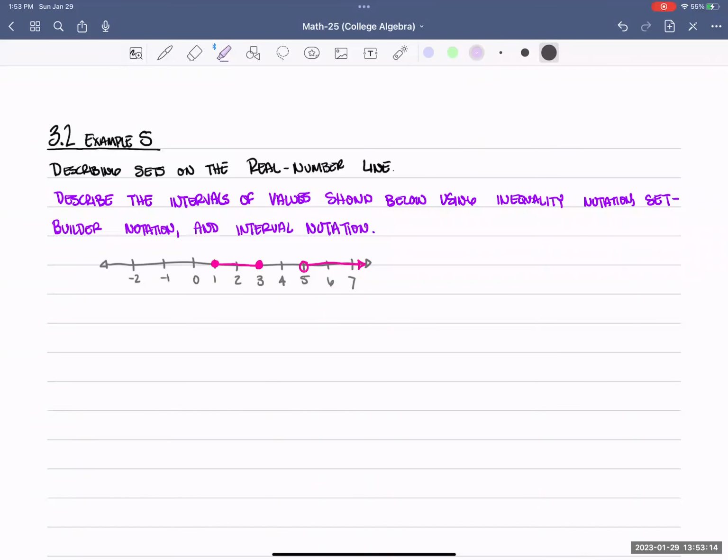Section 3.2, example 5, describing sets on real number lines. Describe the interval of values shown below using inequality notation, set builder notation, and interval notation. So starting with the easiest one that we've been using, we're going to do interval notation first.